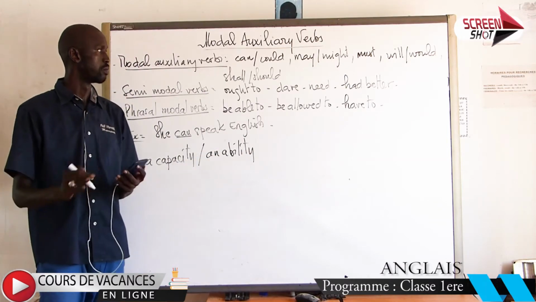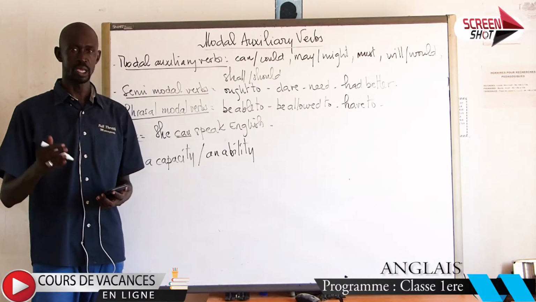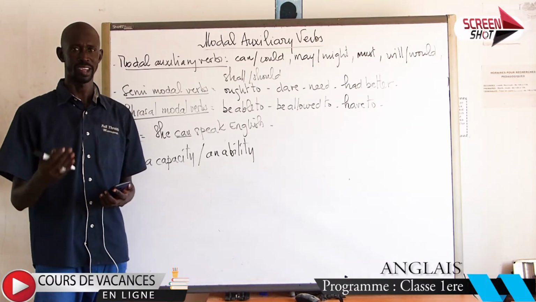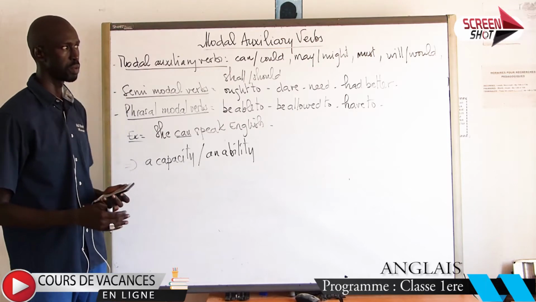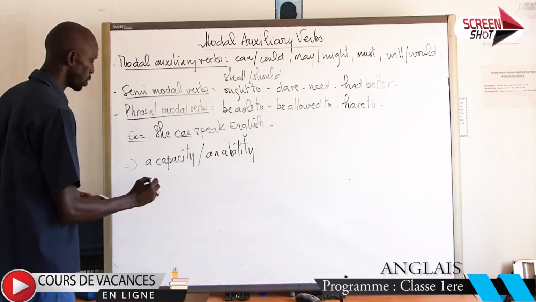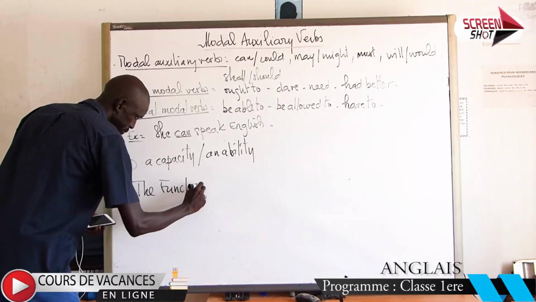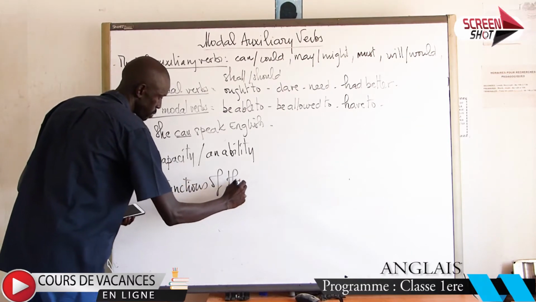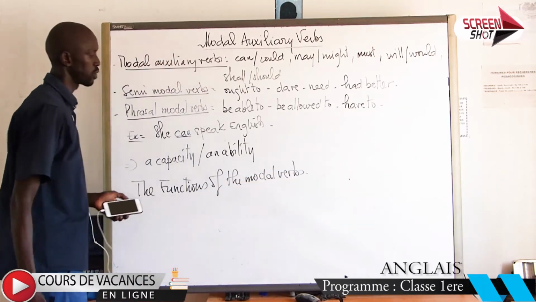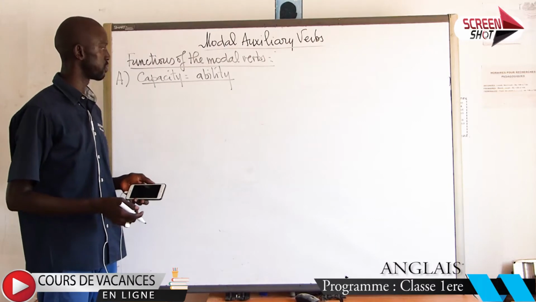To tell you that the modal auxiliary verbs are used by the speaker. The speakers can use the modal auxiliary verbs to express an attitude, to express a feeling, to express a probability, or to tell about behavior or something like that. So that is what we call the functions of the modal verbs. That is what we are going to see. And then we are going to see the functions of the modal verbs.